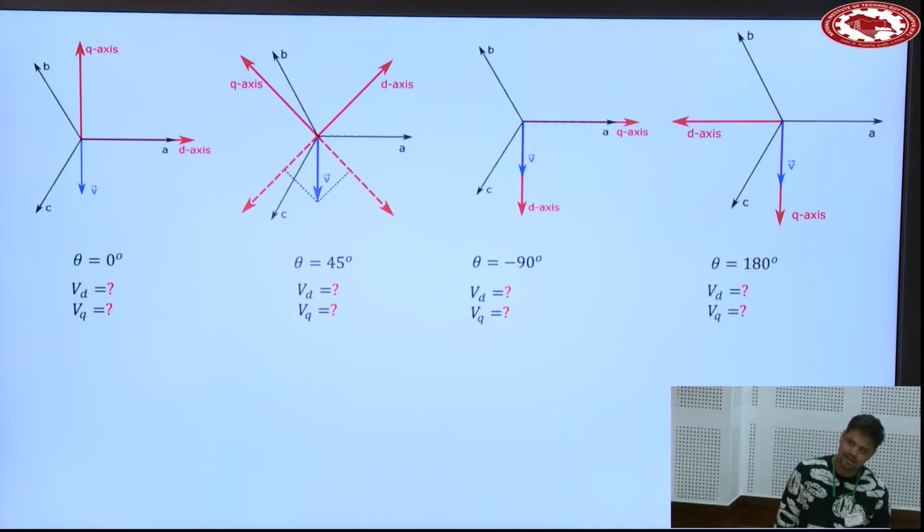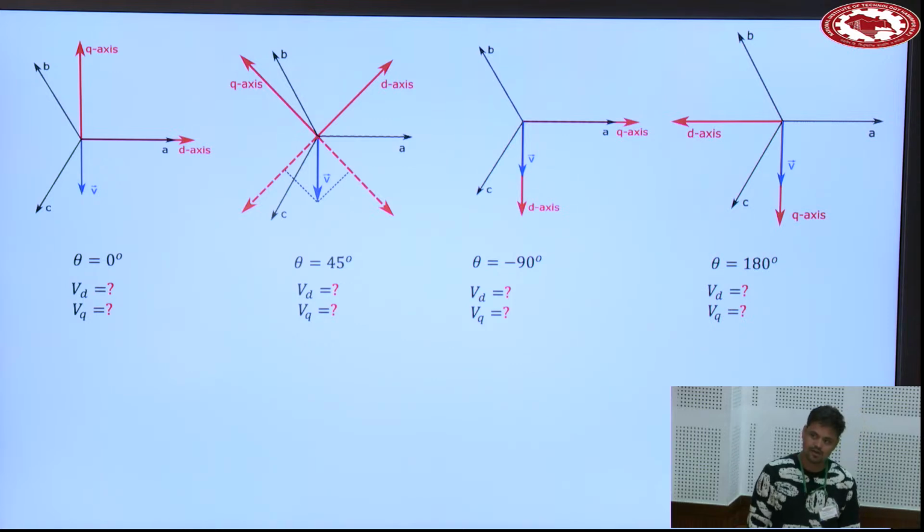Second case. Now you have shifted 45 degrees. Which component will be 0? No one. Okay, both are there and both are negative and equal.